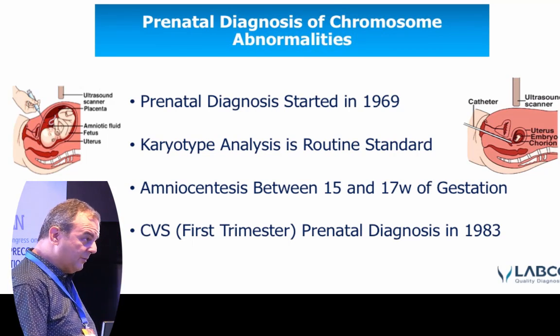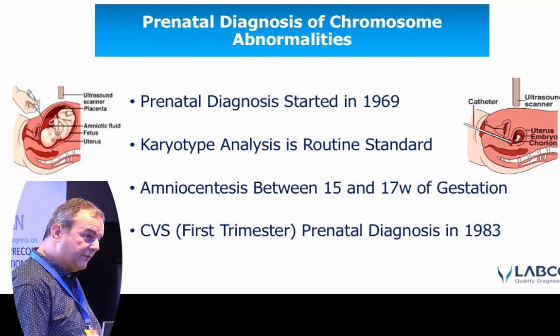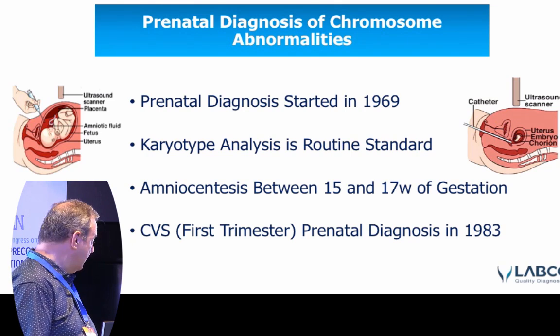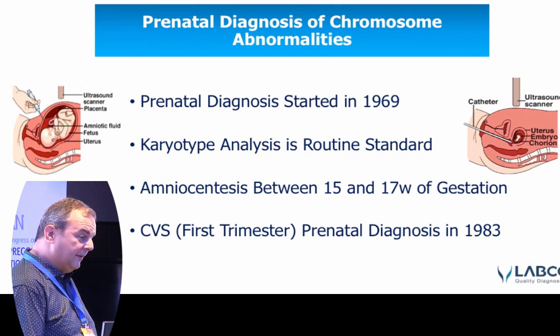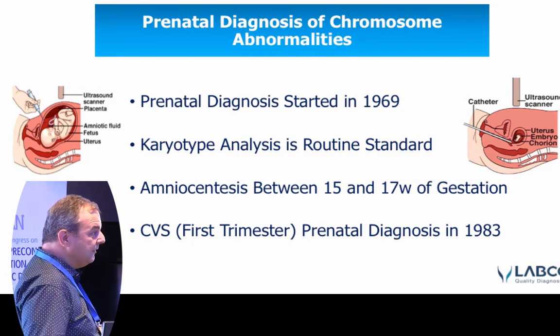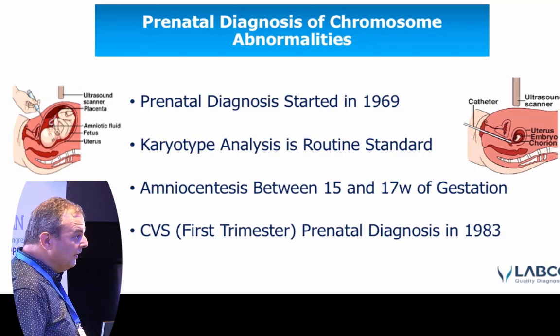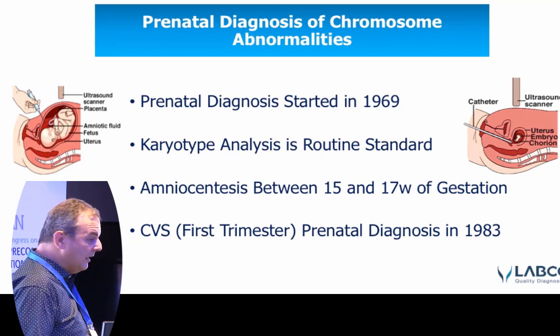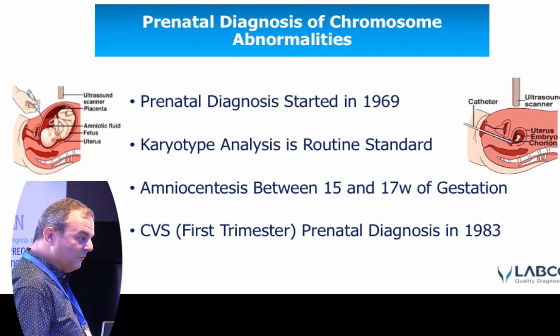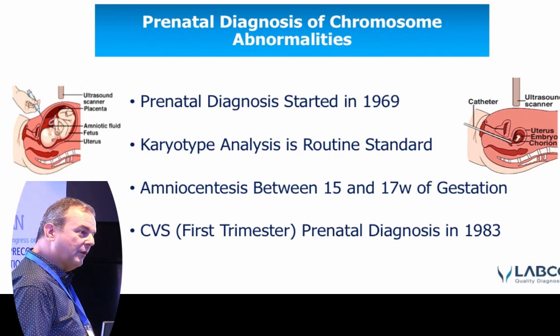Prenatal diagnosis of chromosomal abnormalities started in the 1960s, when Valenti diagnosed the first trisomy 21 fetus in utero by means of amniocentesis. This was in 1969. Since then, karyotype analysis has become the routine standard in prenatal diagnosis in the second trimester, with amniotic fluid sampling. Brambati and Simoni were the first, in 1983, to demonstrate that this could also be done in chorion biopsies, in the placenta, bringing this into the first trimester.